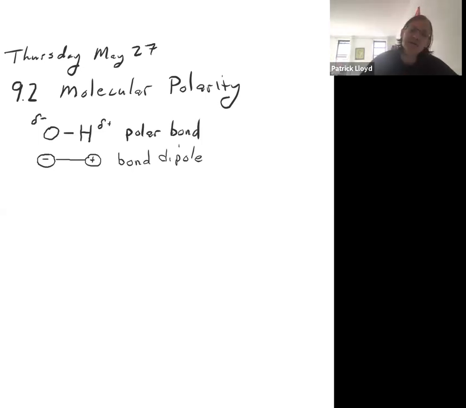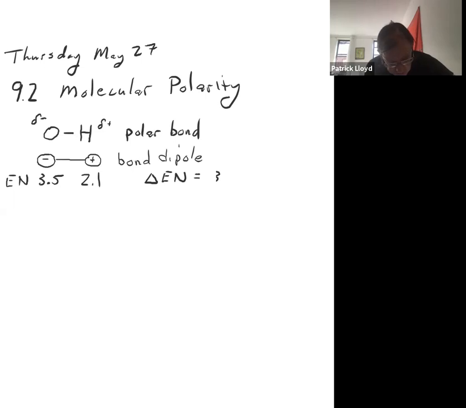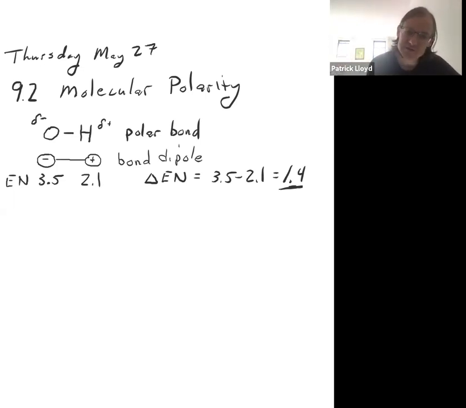Okay, so it's still covalent, but it's polar. Now, what gives rise to it? Electronegativity differences, right? We said that the electronegativity of oxygen was 3.5, and the electronegativity of hydrogen was 2.1. So we said that if you looked at the difference, here I'll use a delta for difference, the difference in those two electronegativity values was pretty large, 1.4. That's a very big difference in electronegativity, right?